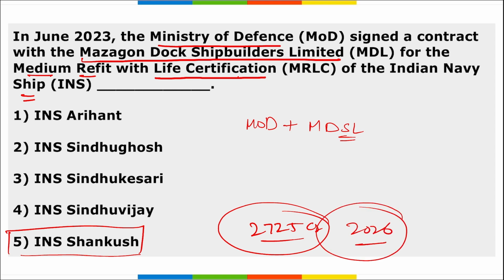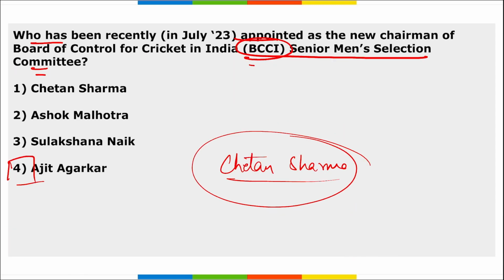And what is this MRLC? That is medium refit with life certification. Correct? Under this, in simple terms, INS Sankush will go under a complete renovation, and with this certification in the year 2026, it will be provided to the Indian Navy, and a total of 2,275 crore rupees will be spent. This submarine has a speed of 22 knots.